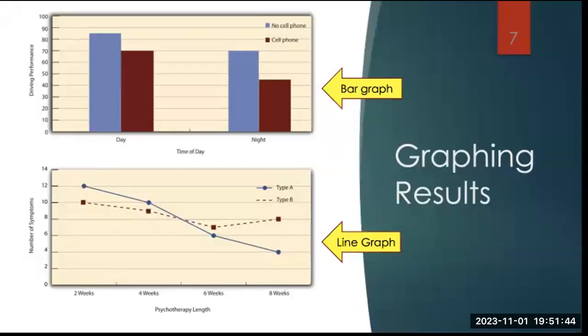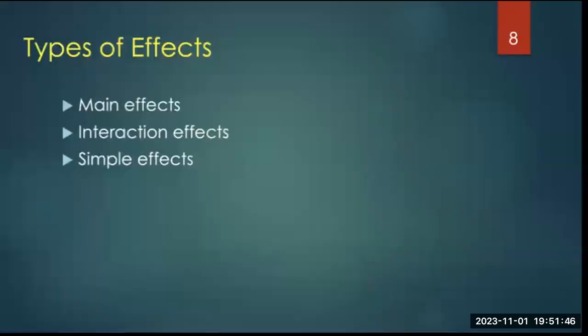And we'll look at the meaning. So there are 3 types of effects that we need to look at when we have a factorial design. First one are main effects. Second one are interaction effects. And then the third one are simple effects.